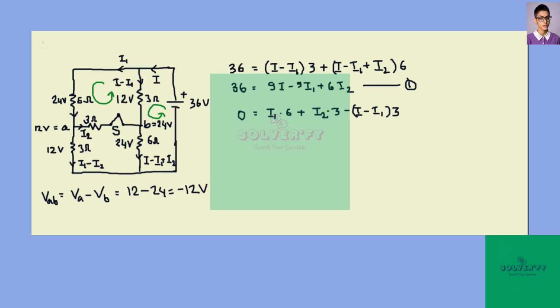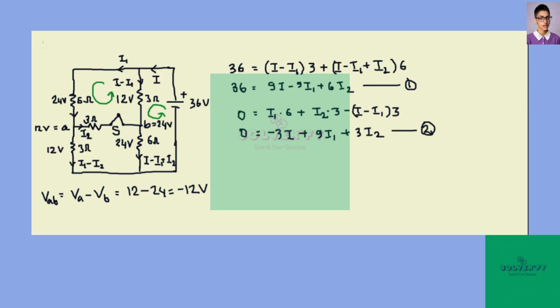So let me write this in a simpler form. 0 equals, in terms of I, this is minus 3I. Now I1 has the coefficient of 9, I1 plus 3 I2. Let me mark this as equation 2.